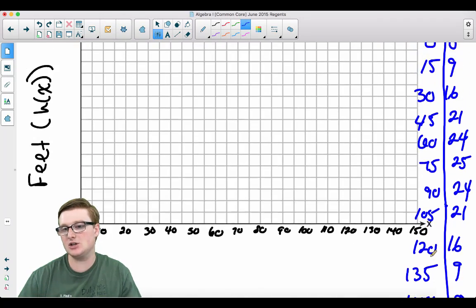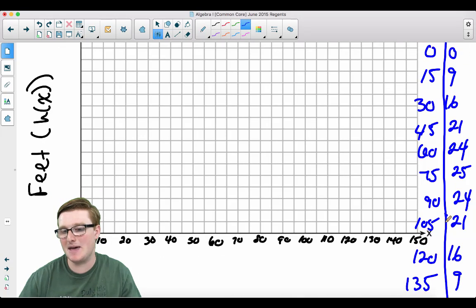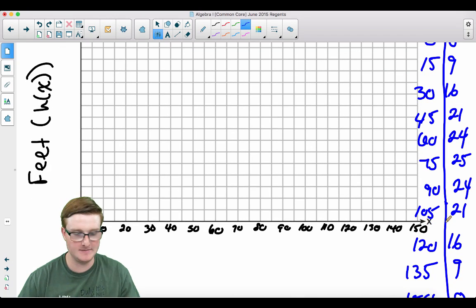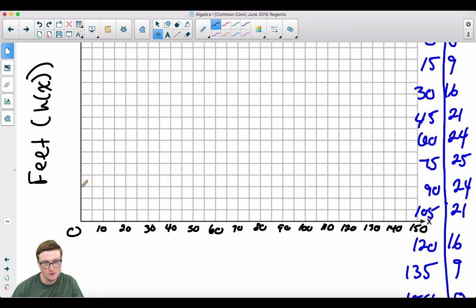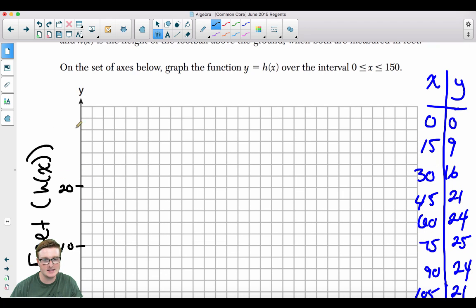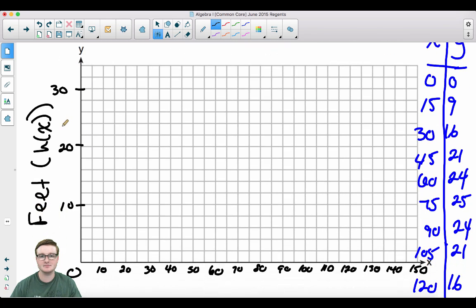Now, notice here that your height doesn't pass the number 30. So what I'm going to do is count up by 2s: 2, 4, 6, all the way up to 30 and stop at 30. Okay? Now I'm going to graph these.